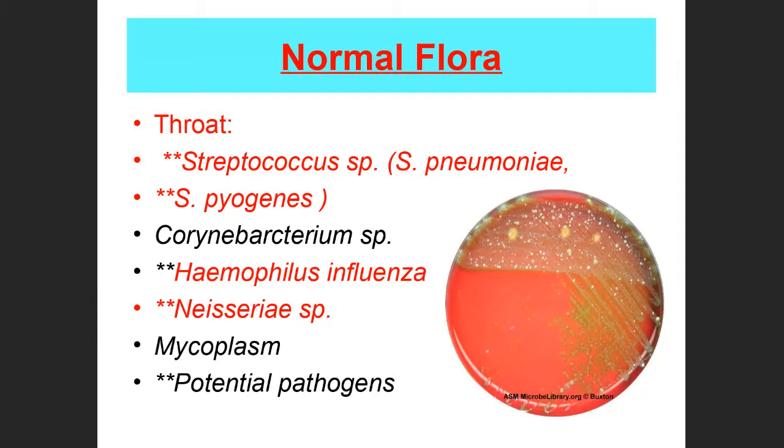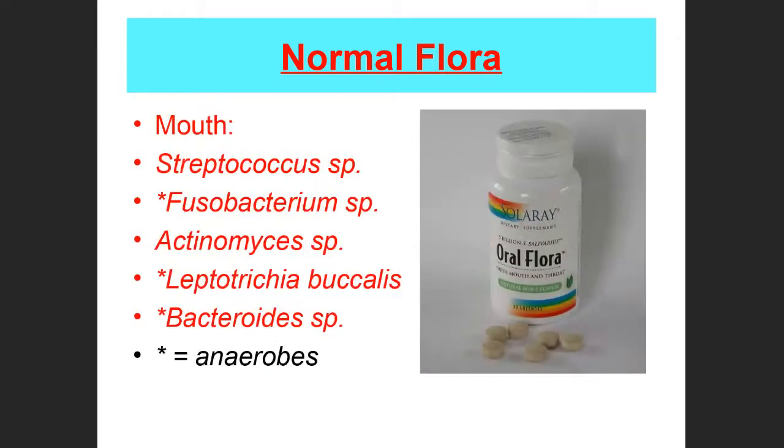You can see here a normal flora plate of the throat. And you can see how there's many different, at least you can see 3, 4, 5 different types of organisms growing in there. Okay, so the ones in red, those are the important ones. And we'll talk more about some of them, like Streptococcus pneumoniae and Streptococcus pyogenes, both of whom could be pathogenic, could cause infections. All right, so that's the throat.